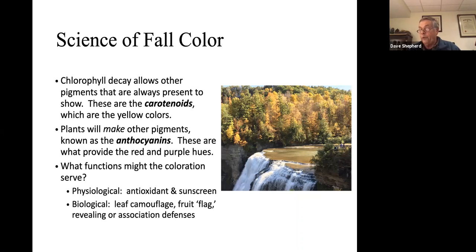That one's not very likely, simply because most of the trees are done with their fruiting by the time we get to the leaf drop. Or you could have the leaf turning color as a revealing or association strategy to prevent insect damage. The revealing strategy would be to defeat the insect camouflage by showing it up, or by looking like the leaf is well protected, has a toxin in it, so if it's eaten, it will scare off or deter an herbivore from trying to eat it.